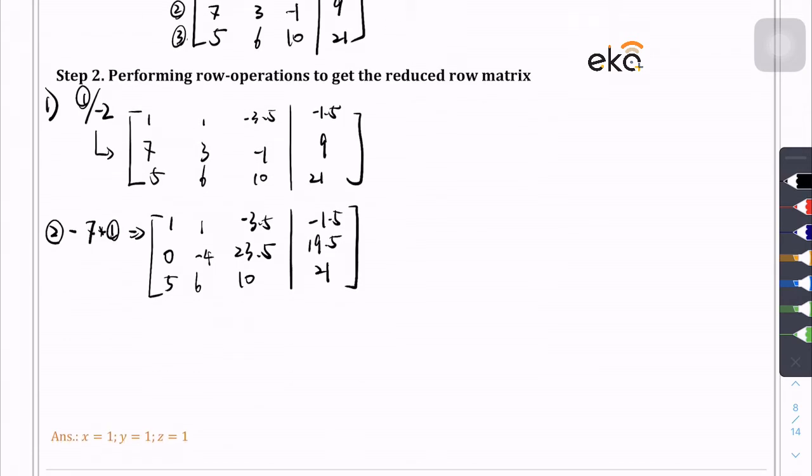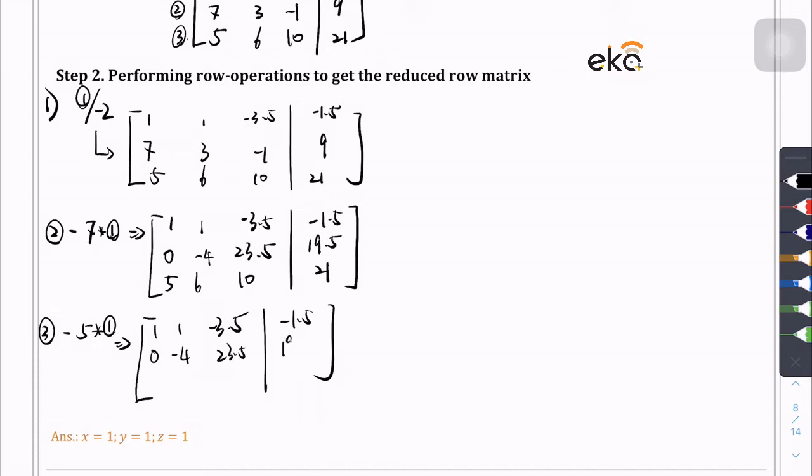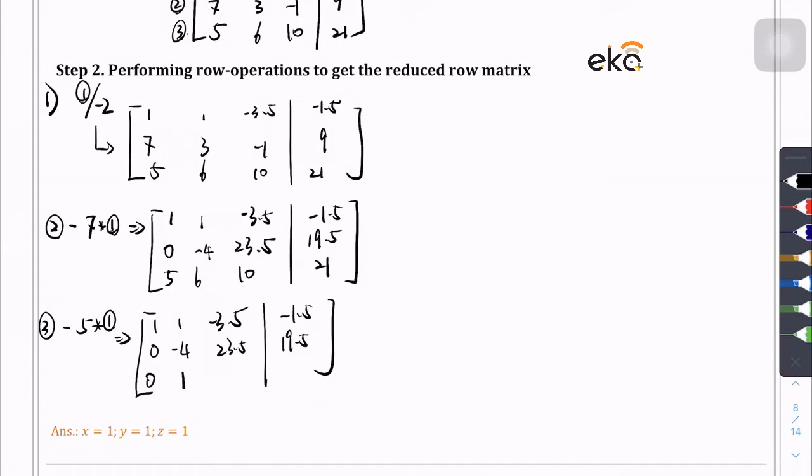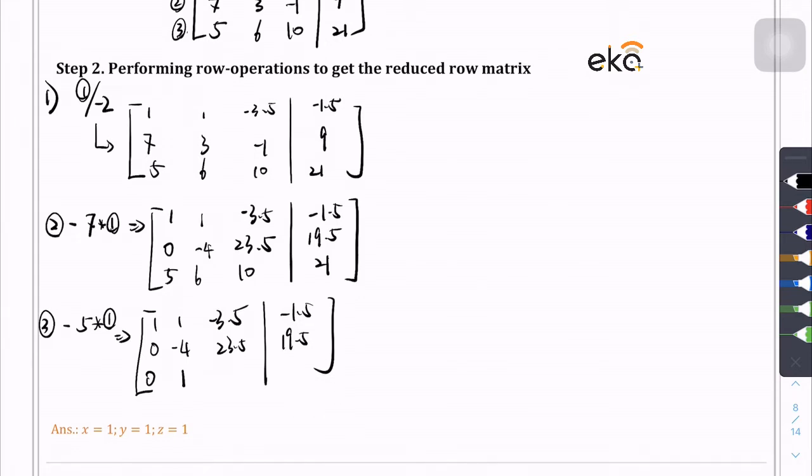Then the next step is the third row minus 5 times row 1, which will give 1, -3.5, -1.5, 0, -4, 23.5, 19.5, and 0. 6 minus 5 times 1 is 1. 10 minus 5 times -3.5 is 27.5, and 21 minus 5 times -1.5 is 28.5.